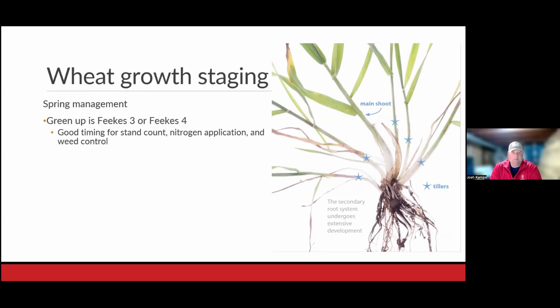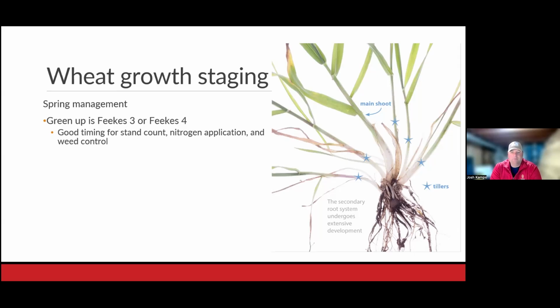Oftentimes, our wheat that's planted on time will actually reach a Feeks 3 in the fall, before winter, before it goes through the vernalization period. So when it starts to wake up or green up in the spring, it's going to already be at Feeks 3 pretty much, and hits Feeks 4 pretty soon. So that's a good timing for doing one of those stand counts, a good timing for nitrogen application, and a good timing to be thinking about any weed control that we might need in the field.